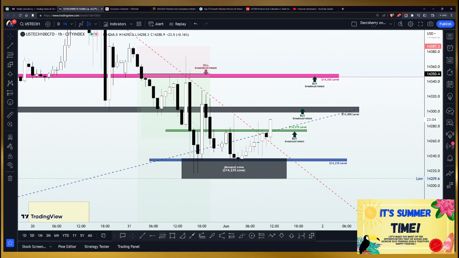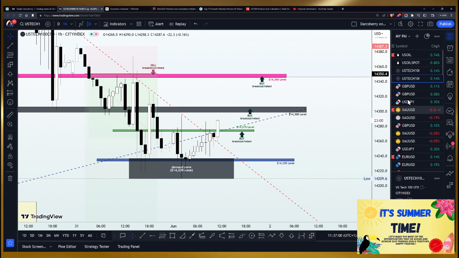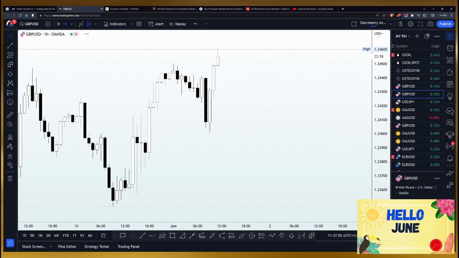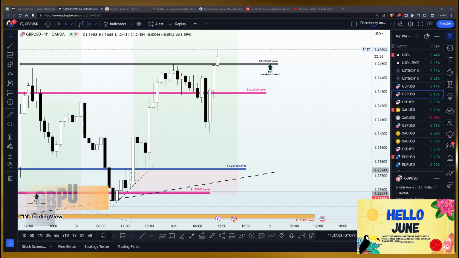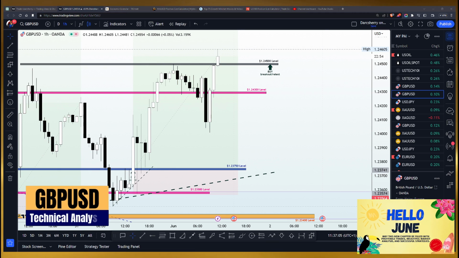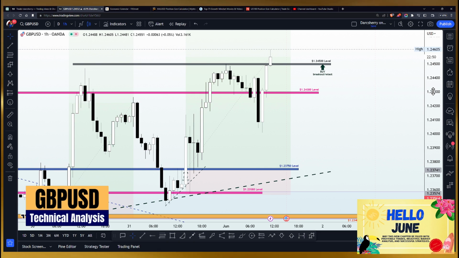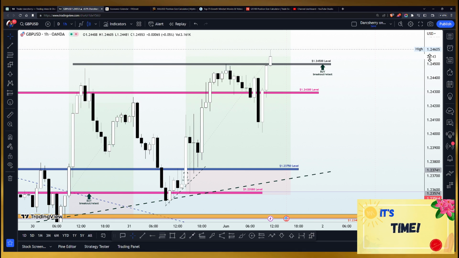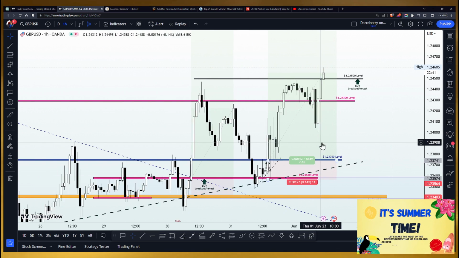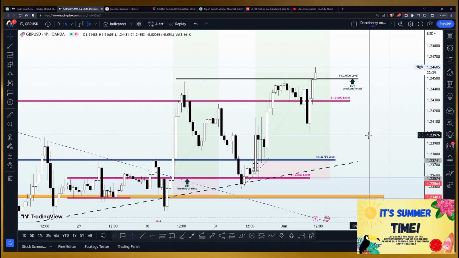All right, so moving on to the next pair. The next pair we are going to be looking at this morning is the GBPUSD. Now, on the GBPUSD, we have been quite profitable. In fact, this week has been tremendously profitable for us in this community, as we have been having significant profit into our kitty. So on the GBPUSD, for the last 4 days now, we have been buying it actually.